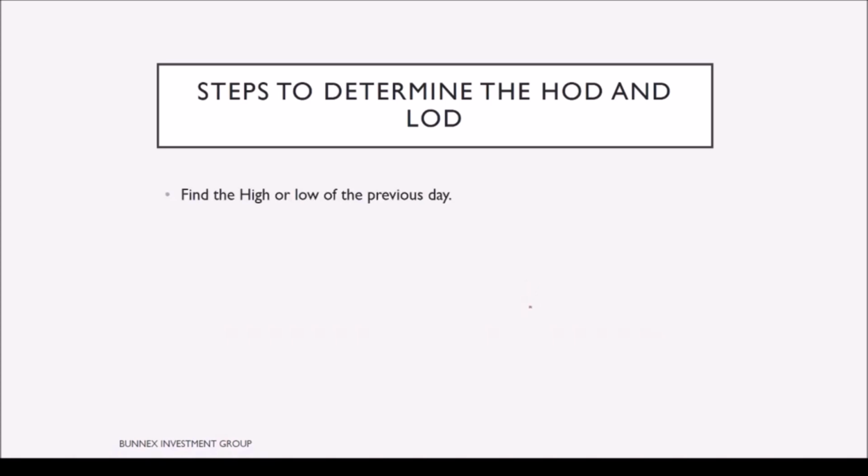So here are a few steps of how to determine the HOD or LOD. The first thing is to find the high or low of the previous days. Or if you are on the same day, you may have seen that this is the low or this is the high. What we want to trade, or what we want to attain, is the inverse of what we are seeing. If we are seeing the high of the day, we need to anticipate the low of the day. And if we are seeing the low of the day, we need to anticipate the high of the day.